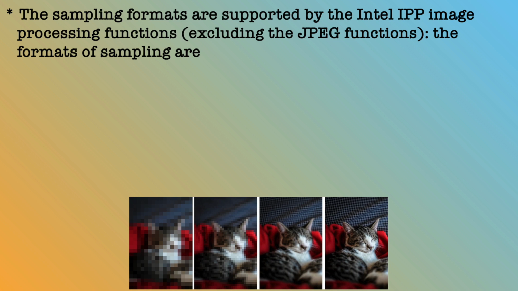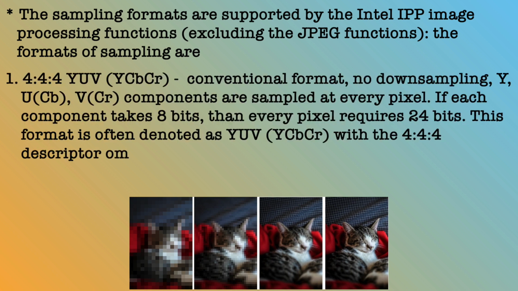The formats of sampling are: first, YUV 444. It is a conventional format. Here, there is no downsampling. The components are sampled at every pixel. If each component takes 8 bits, then every pixel requires 24 bits.